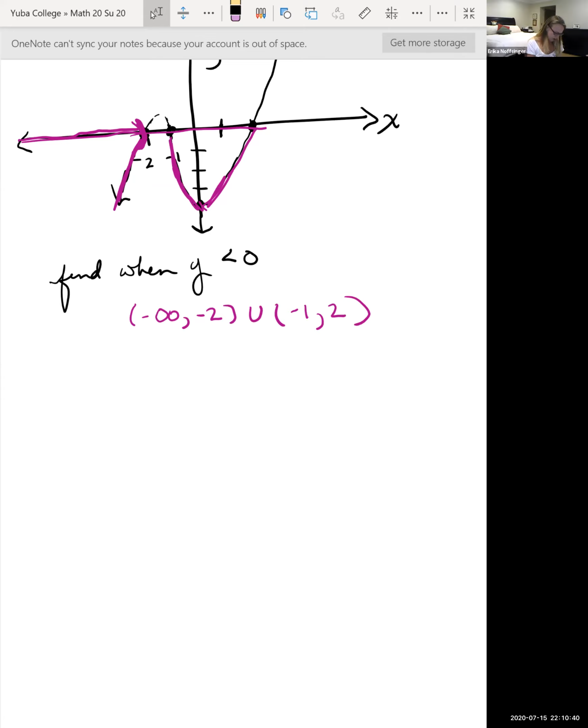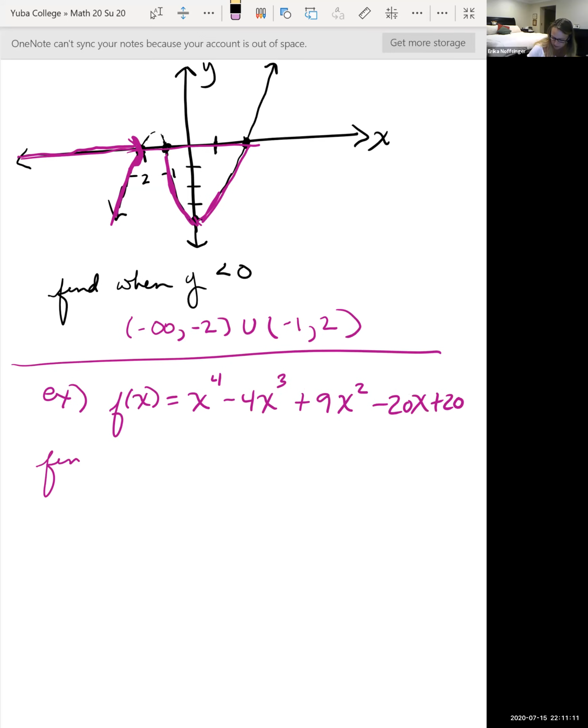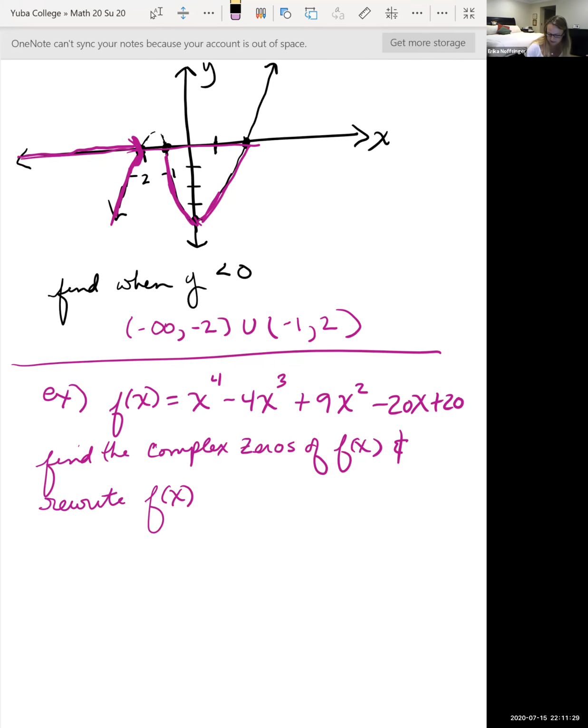Okay. So find the complex zeros of the polynomial function, F in factored form. So we're given that f of x is equal to x to the fourth minus 4x cubed plus 9x squared minus 20x plus 20. So the directions say find the complex zeros of f of x and rewrite f of x in factored form.